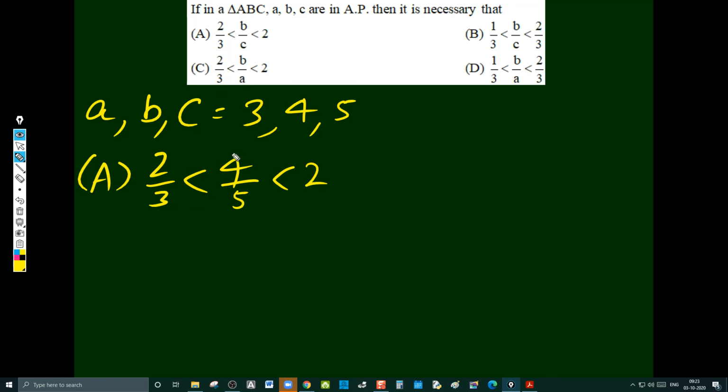So you can make the denominator same by taking 15 LCM. So 10 by 15, to understand easily, 12 by 15. Less than 30 by 15, no? 15 LCM. Correct. This is right.